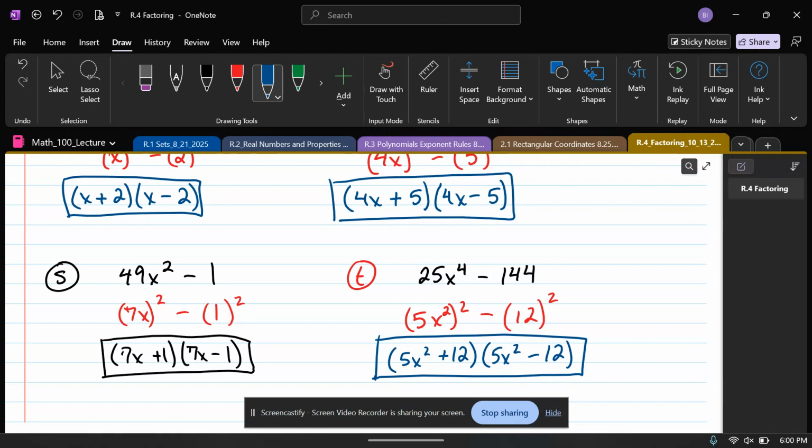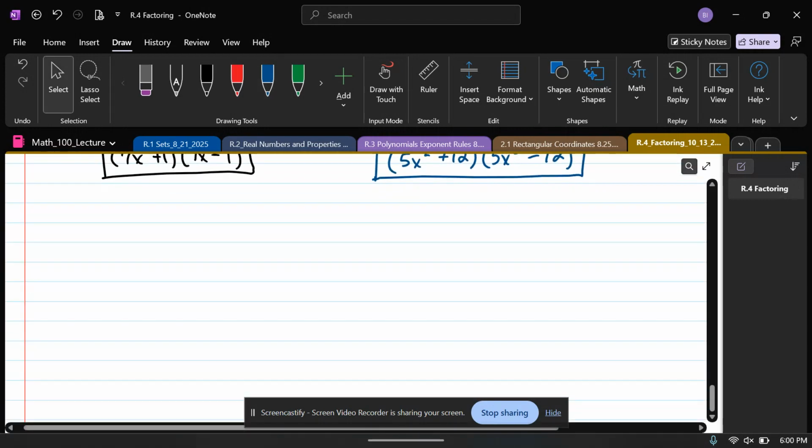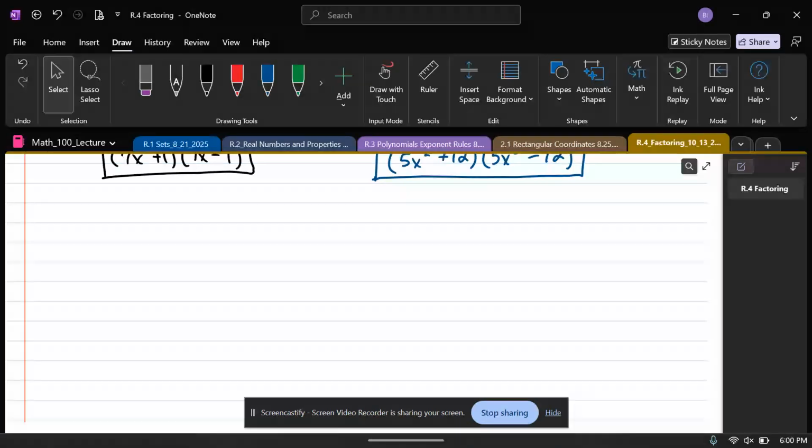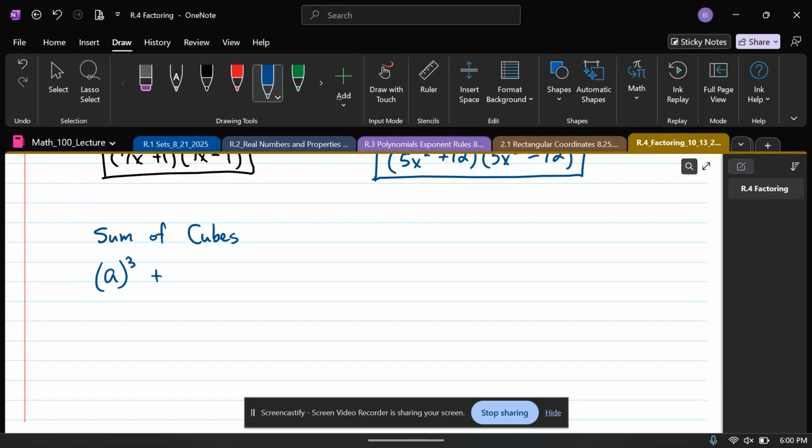All right, now for the new thing, the sum and difference of cubes. You may or may not have factored this in Algebra 2 when you were in high school. I don't know. If you did, great. If you didn't, we're going to learn it today. It's a pattern type thing. So let's do the sum of cubes. The sum of cubes is where you have something cubed plus something cubed.